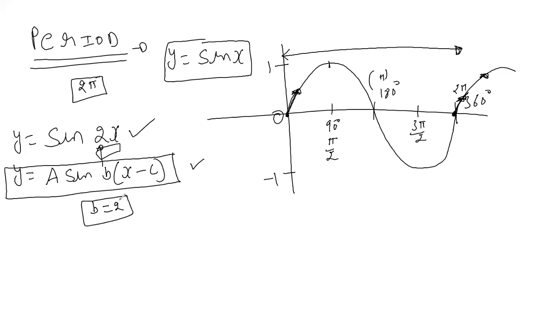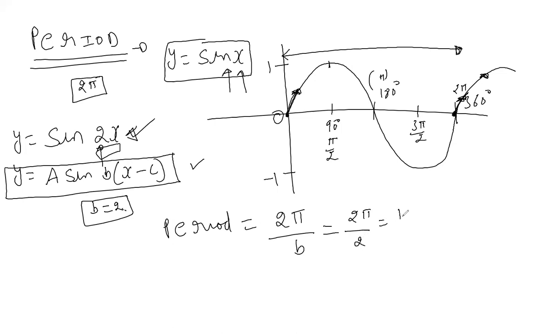But what is the formula to find the period of sine and cosine both? It is always equal to 2 pi over b, because 2 pi is the period of the basic function. So 2 pi, and what is the value of b for our given equation? 2, we got it. So it's equal to pi.